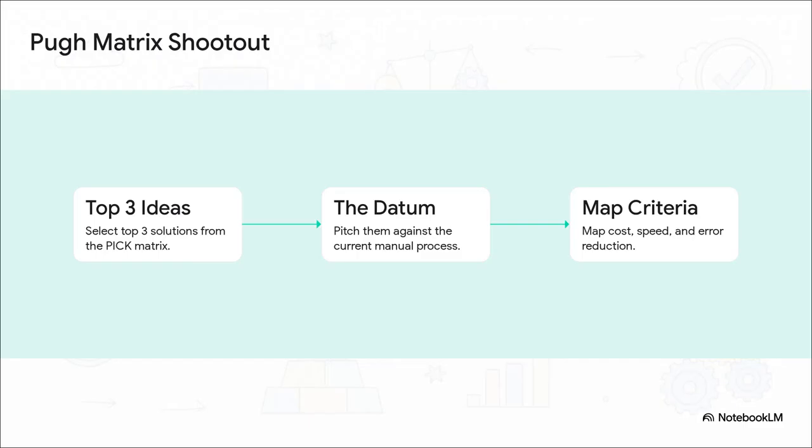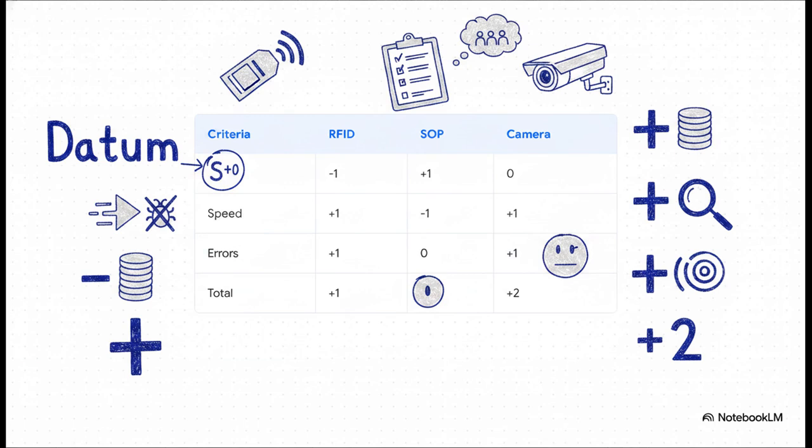Now for step 2, the Pugh matrix shootout. From our pick matrix, we've narrowed those 30 ideas down to the 3 absolute best contenders. We've got a smart camera verification system, an RFID tracking system, and an extensive standard operating procedure, or SOP, retraining program. We pitch these 3 against the datum. Again, that's our current manual checking process, and we map 3 non-negotiable criteria: implementation cost, processing speed, and error reduction. So, let's watch this shootout unfold.